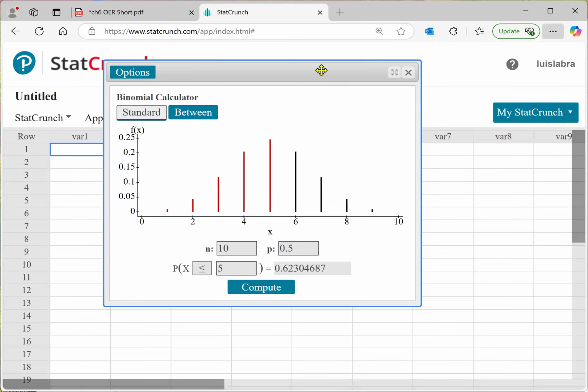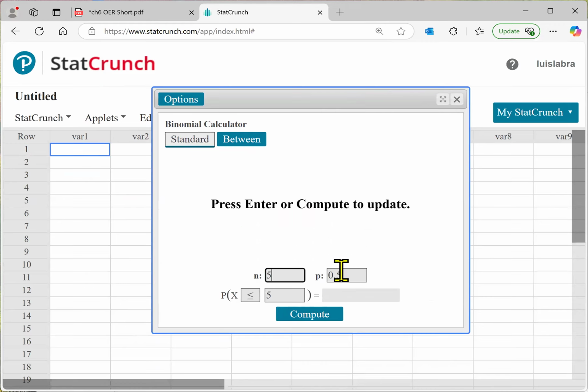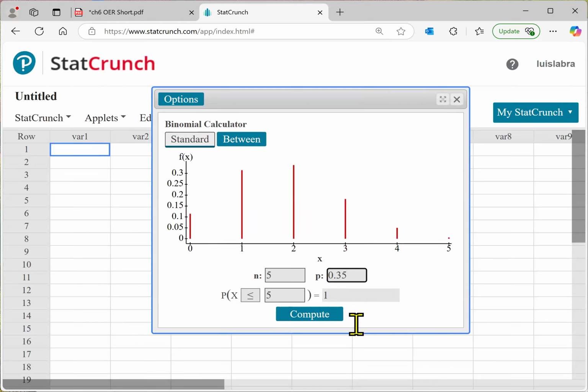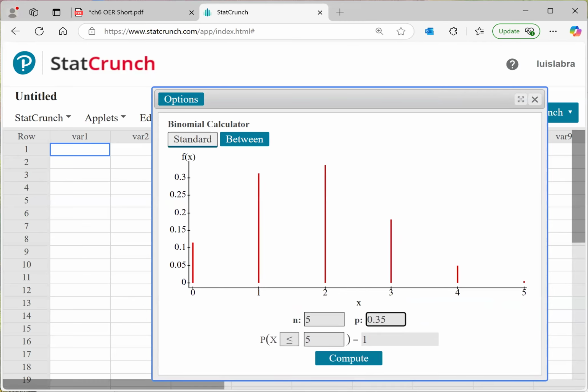And the applet is amazing because it essentially says, tell me the sample size that you're considering. So in our case, it was 5. And tell me the probability of success. So that's 0.35. If I press enter, you get a nice distribution. So here we see the distribution as a graph, not as a table.